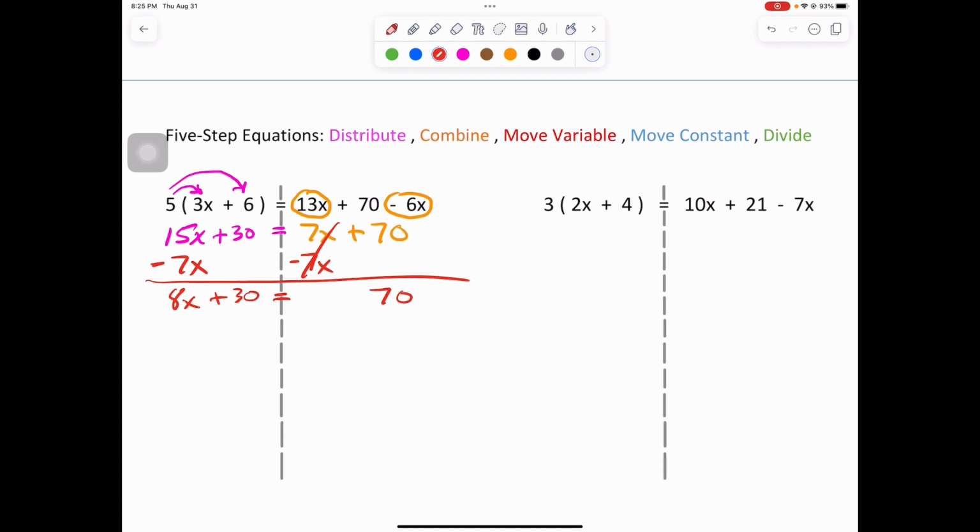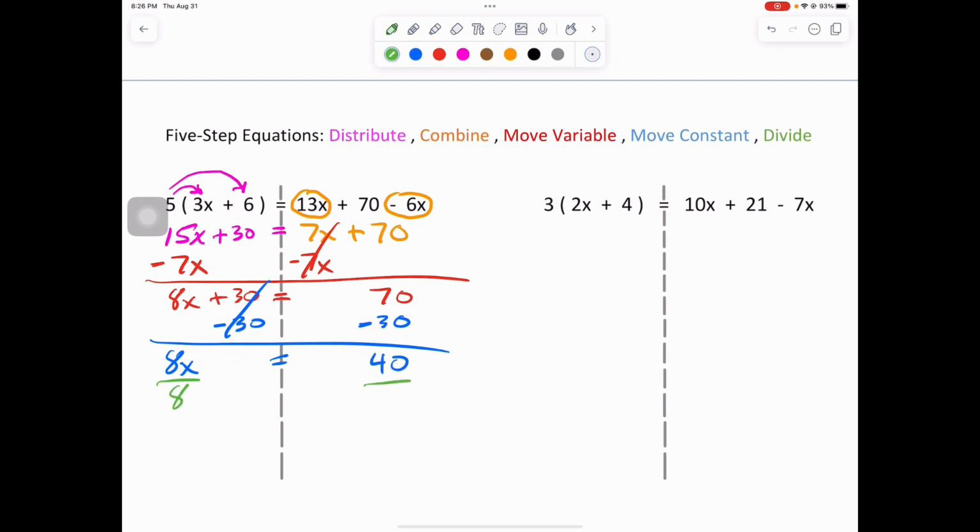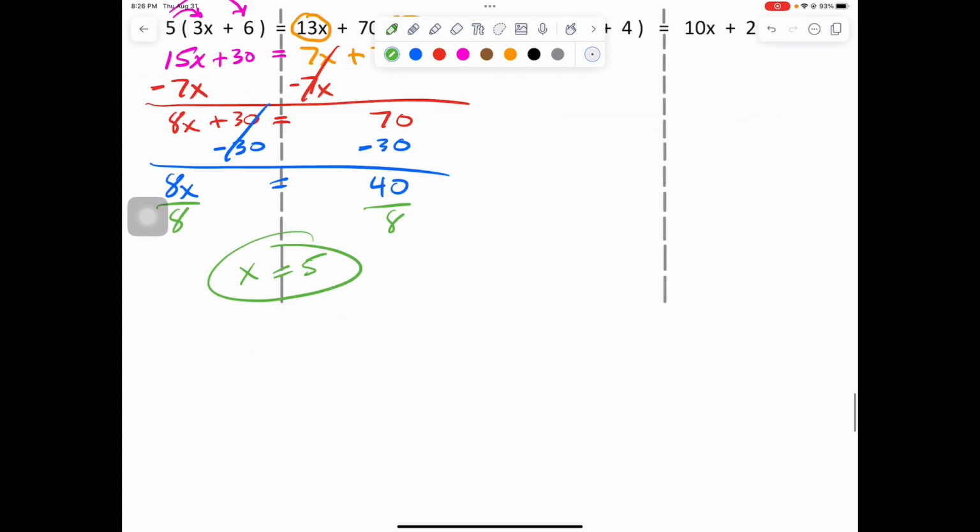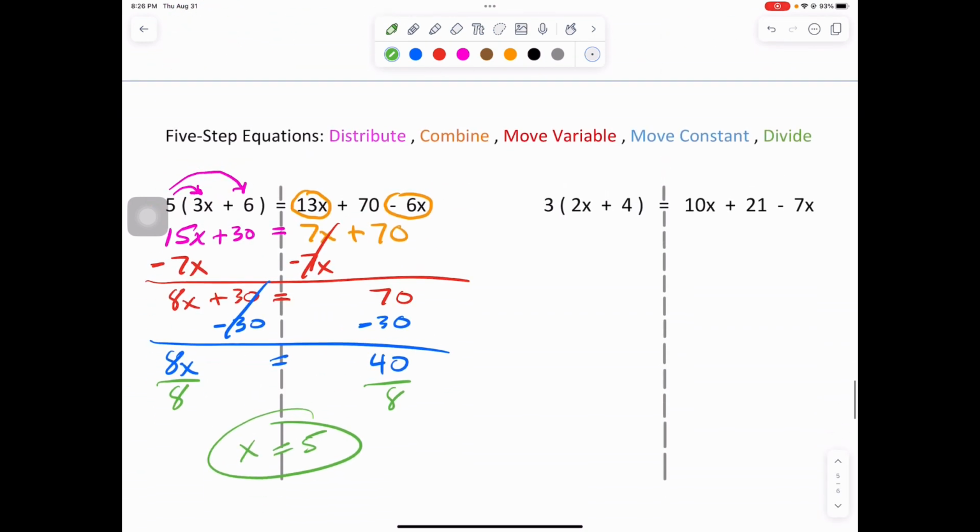All right, next step. Move the constant. What's hanging out with 8x? Is it the 70? Heck no, it's the plus 30. Let's go. Subtract 30. Subtract 30. Draw your line. Bring down your 8x. 30 minus 30 is zero, 70 minus 30 is, yes, 40. Go ahead and divide by that coefficient of x, which is 8. So x is equal to 5. Circle your answer, and that does complete your review.